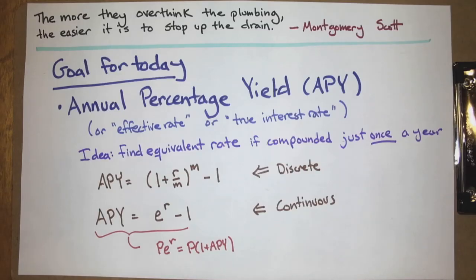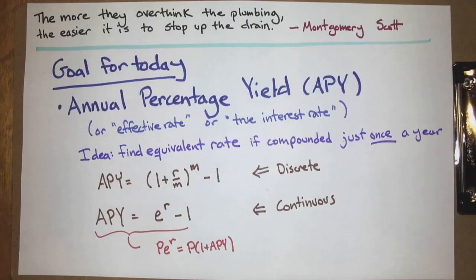Oftentimes, I think students struggle by trying to make things overly complicated. Try to see the simple ideas. Being simple can be very challenging. Now, what's our goal for today? We have to finish up our section, and we actually have just one idea left, and that's annual percentage yield.